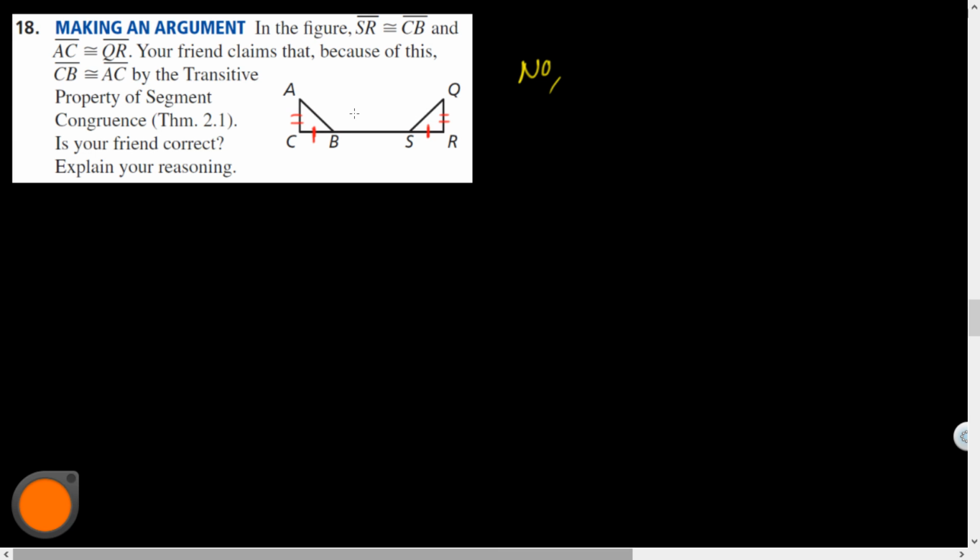The book's answer is the statements have to have one segment in common in order to use the transitive property of segment congruence, theorem 2.1. But in this case, the statements are about 4 different segments. They may or may not all be congruent to each other.